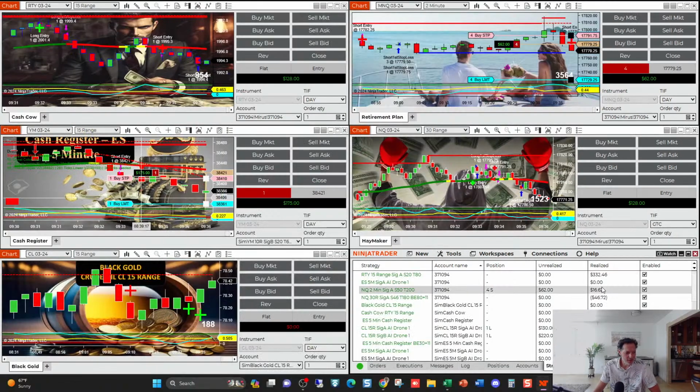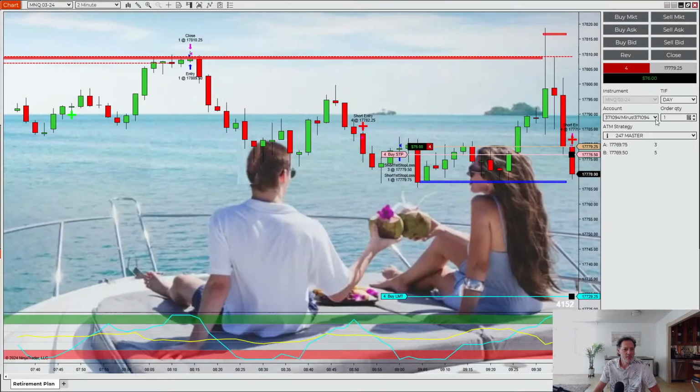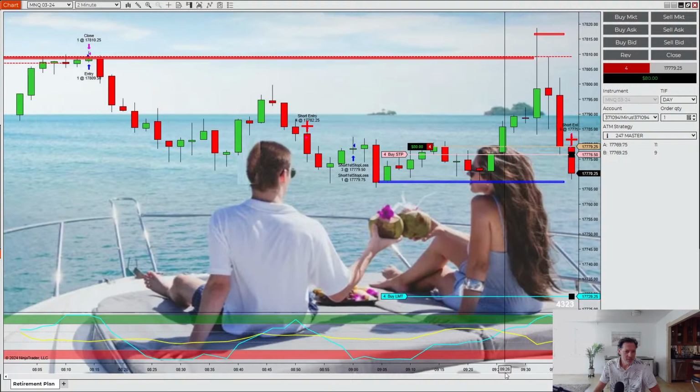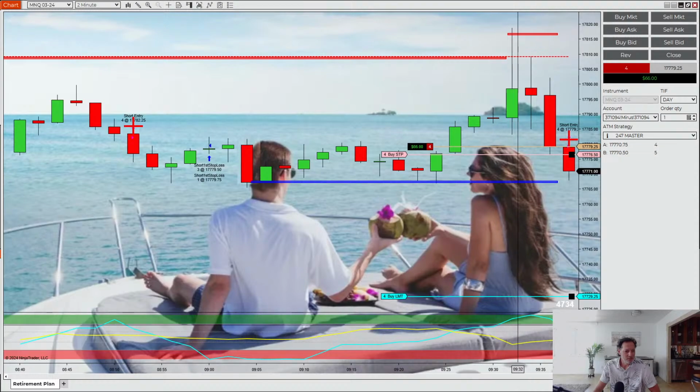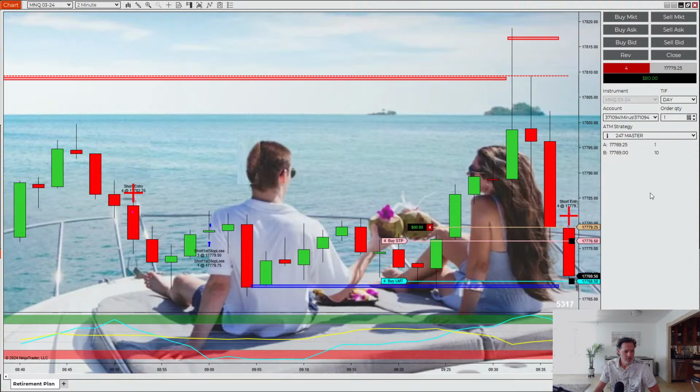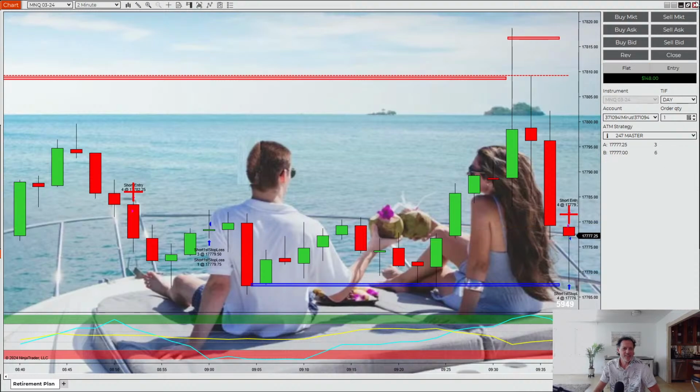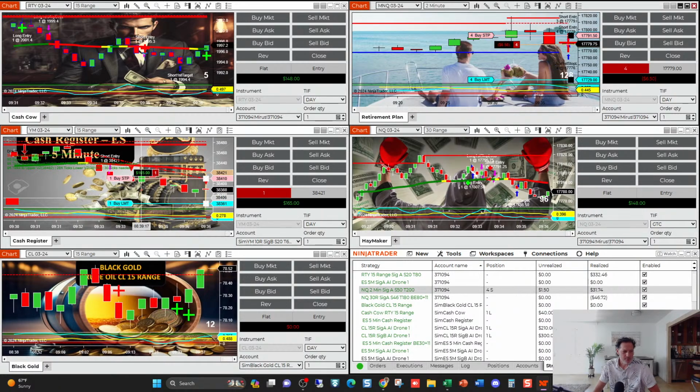So that was good. All right, we're in another trade here. This is the NQ 2-minute, and everything's going south now. So interesting. There's a little pivot right there. Come on. So it jumped right back in on that one.